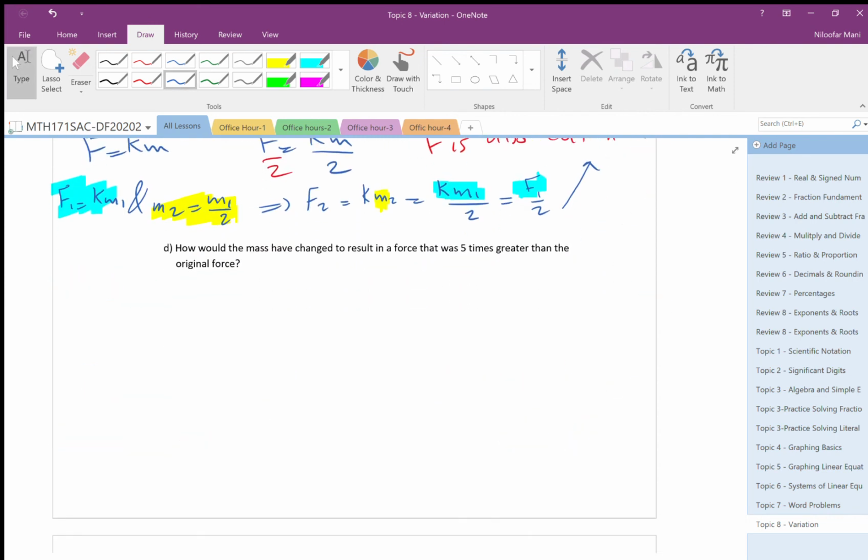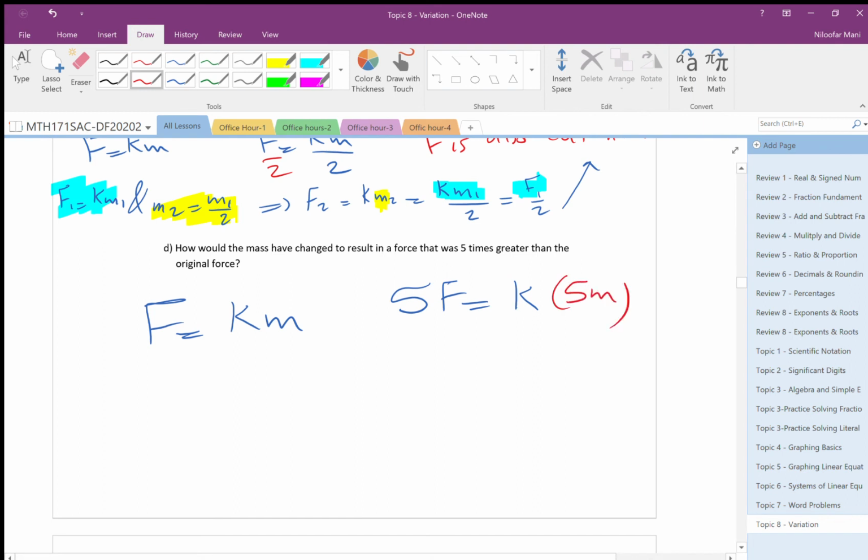So how would the mass have changed to result in a force that was 5 times greater than the original force? I have F equal Km. If I want to have 5F, of course I have 5K, 5M. So how do you write it? Yes, mass is also 5 times greater than the original mass. You can do it mathematically, and I give you bonus mark.